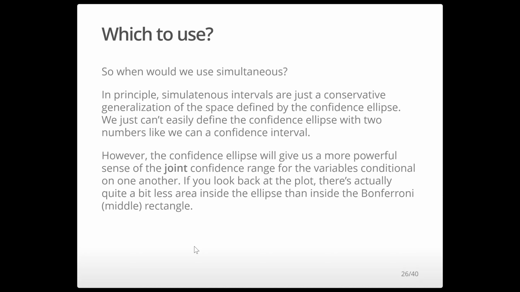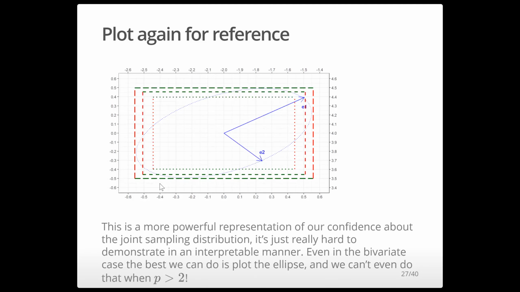So if you look at the plot, there's actually quite a bit less area inside the ellipse than inside the Bonferroni, the middle rectangle. So here's the plot again. The area inside of the ellipse, we have 95% confidence that this is our joint sampling distribution. So our two means probably fall somewhere inside of this ellipse. Now the ellipse does go outside of the Bonferroni rectangle here and here a little bit. So the actual extreme edges of the ellipse are larger, but the actual area within it is smaller.